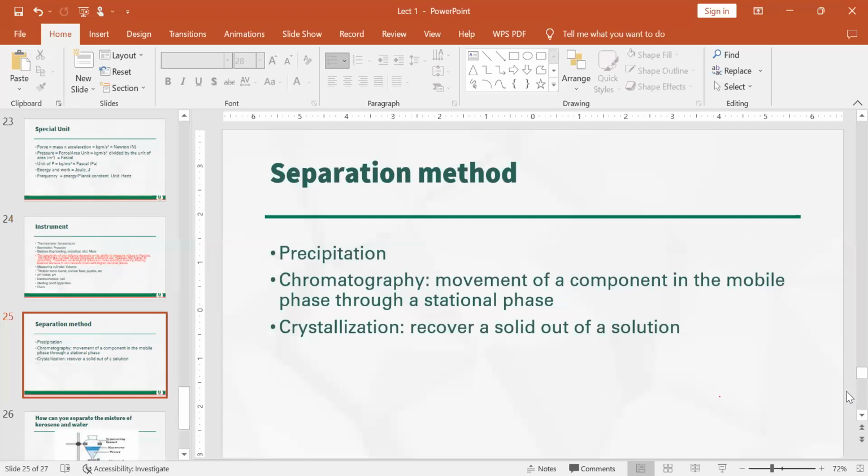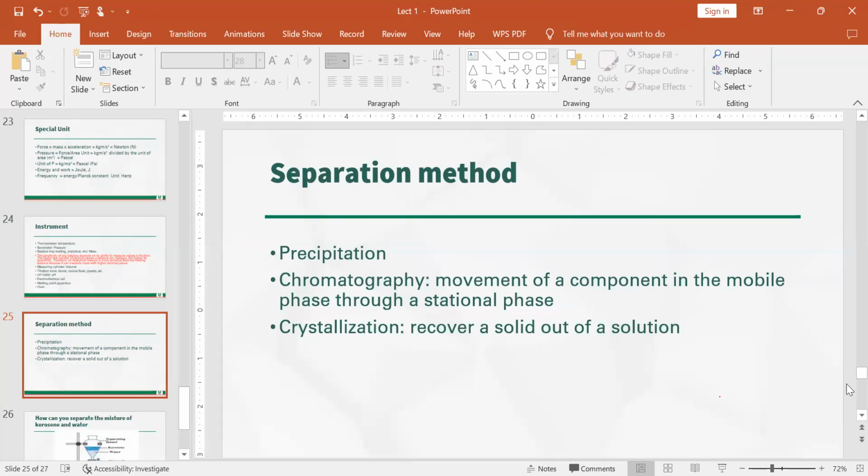So, separation methods. There are different types of separation method. The common one is precipitation. We have chromatography, the movement of a component in the mobile phase through a stationary phase. That means in chromatography, we have one section called the mobile phase and the other called the stationary phase. The stationary phase is steady, it's not moving. The mobile phase can be liquid moving to meet the solid.